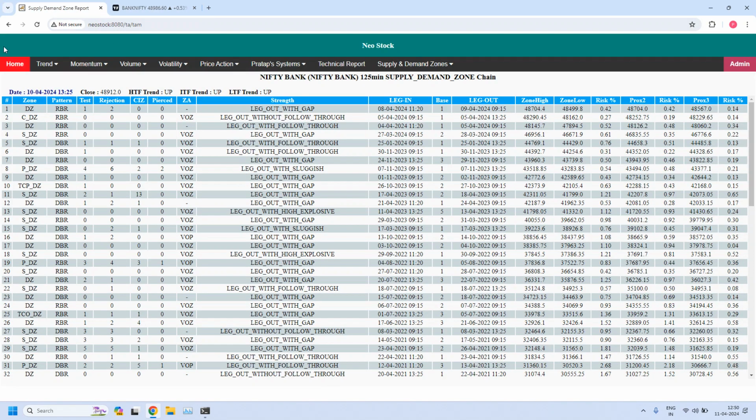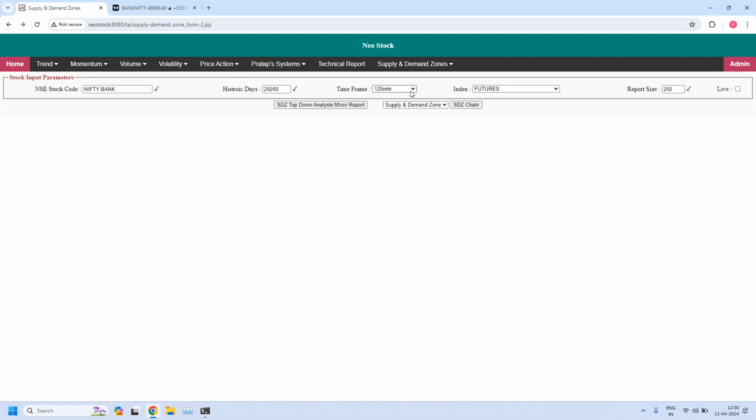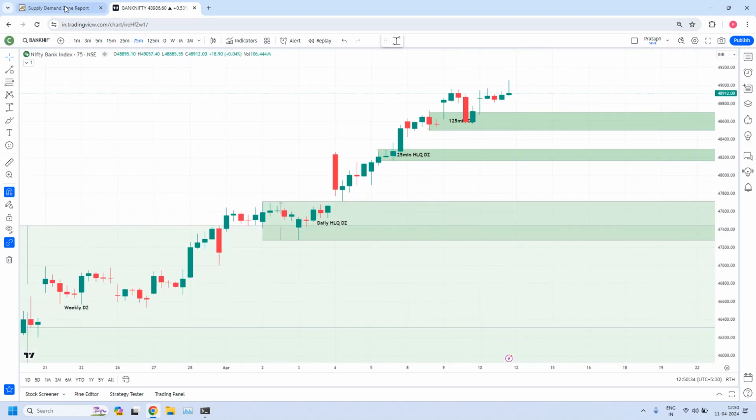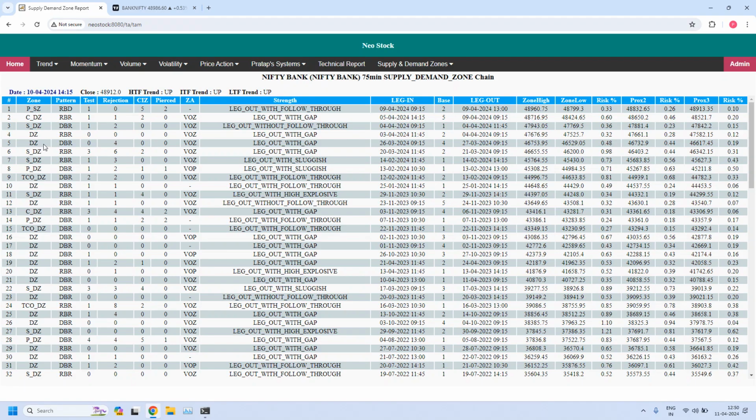And now let's go to 75 minutes time frame. Let us generate the chain. Here also I am changing the time frame. At 75 minutes, we have a pierced zone, supply zone. So let us leave. Pierced zones means it is a violated zone only. So we don't trade on this.